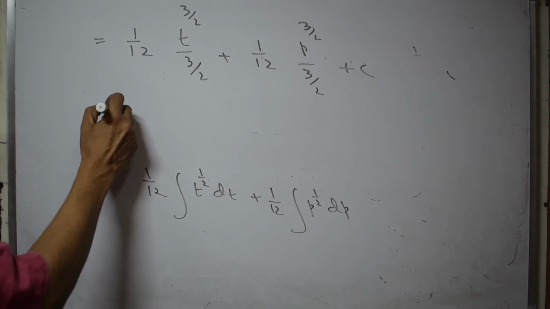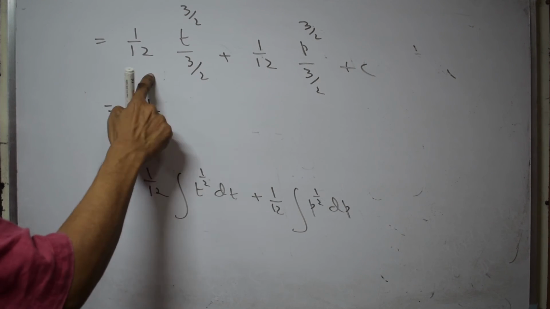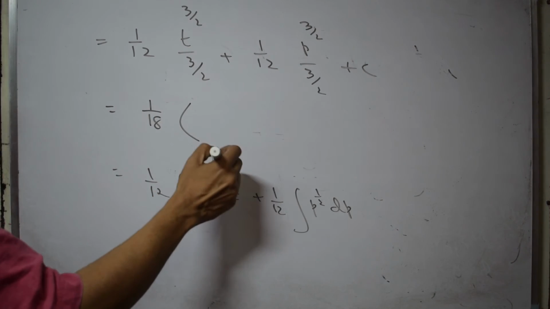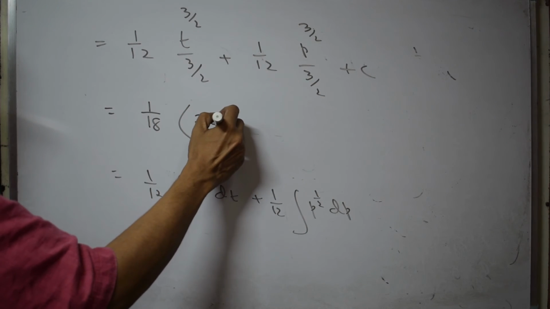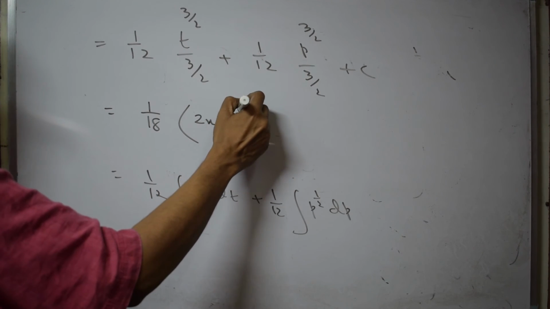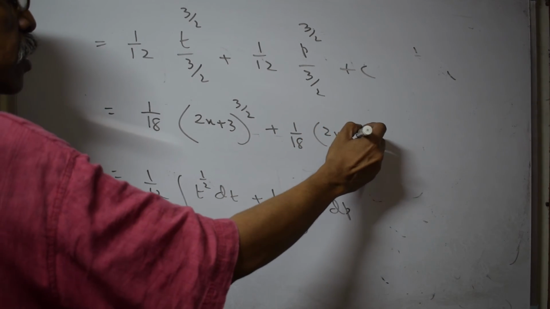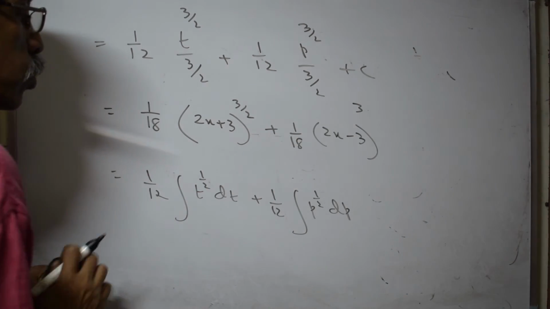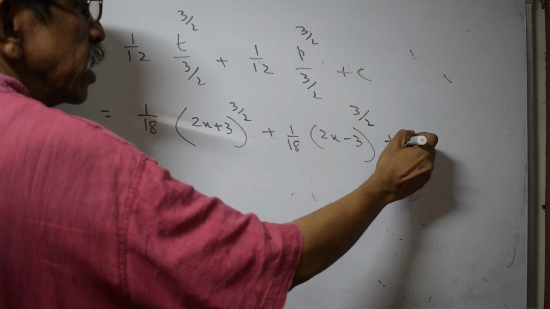So we are getting now the answer as 1 by 18 in both cases. Common, we can take t to the power 3 by 2. T to the power 3 by 2 is (2x plus 3) to the power 3 by 2. Again 1 by 18, (2x minus 3) to the power 3 by 2 plus c. So this is the expression.